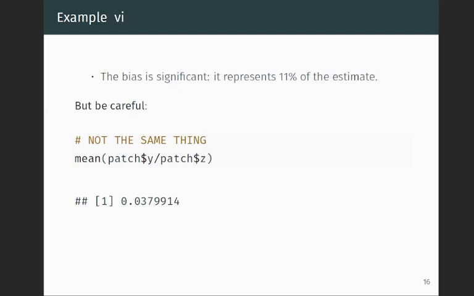And then just as a final note, be careful that the ratio of the sample means is not the same thing as the sample mean of the ratios. If we take the sample mean of the ratios, we actually get something positive here, 0.03. So be careful about this.